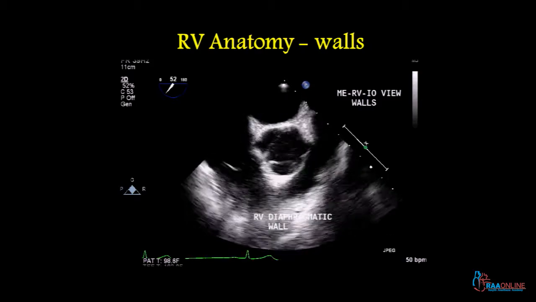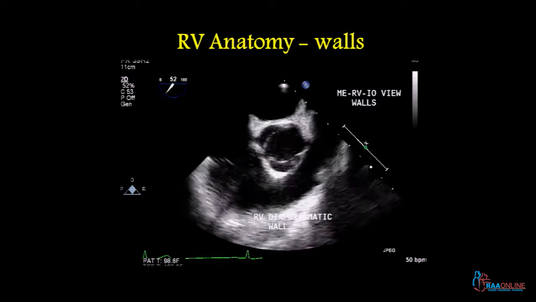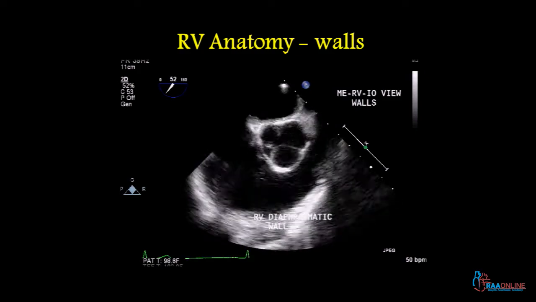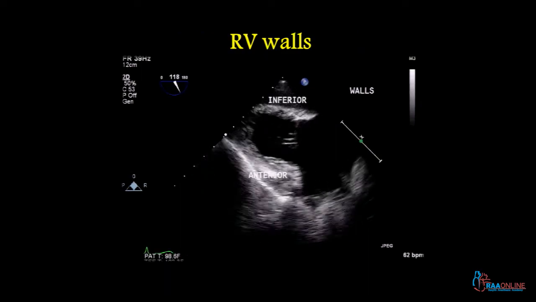This is in the RV inflow-outflow view, and this will tell you how the RV diaphragmatic wall is moving. The other two walls are the inferior wall and the anterior wall. There is a transgastric two-chamber view. That's the inferior wall near the liver, and that's the anterior wall. So these are the walls of the RV.